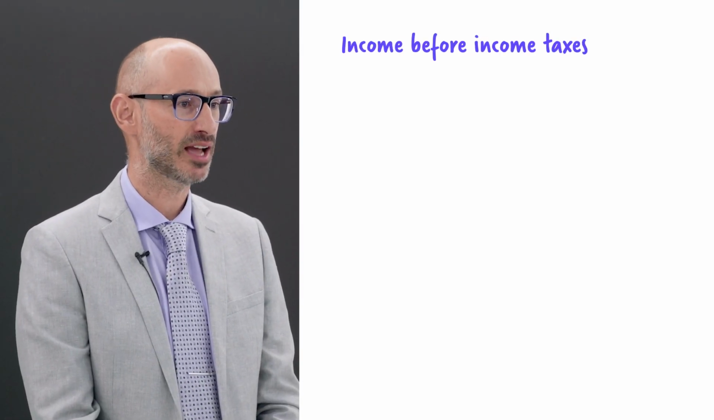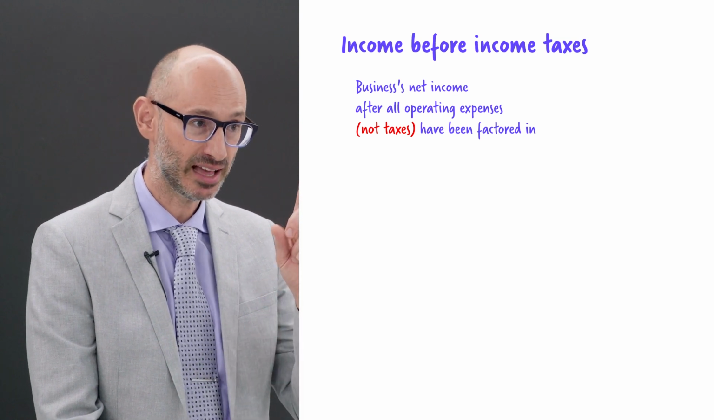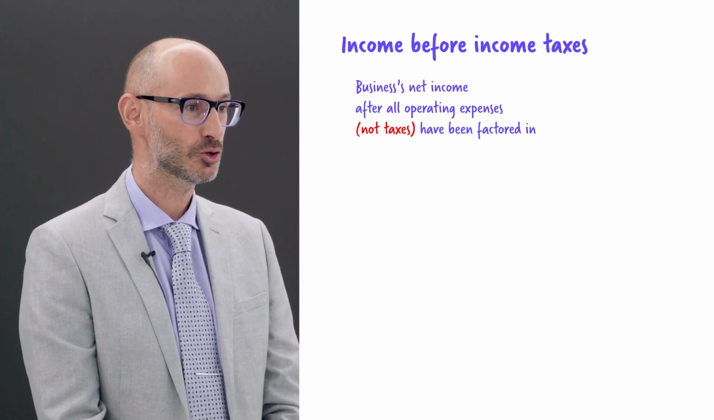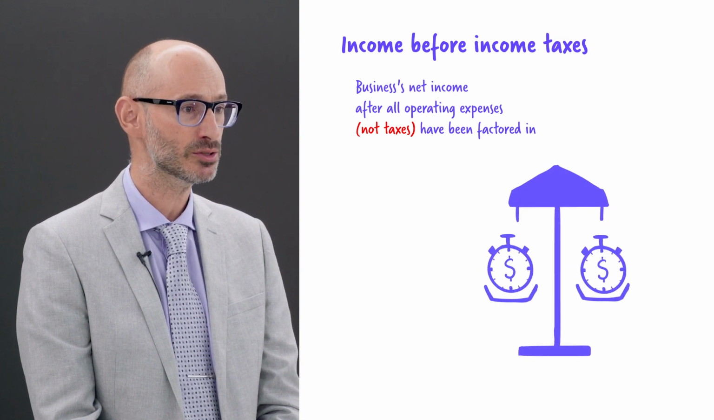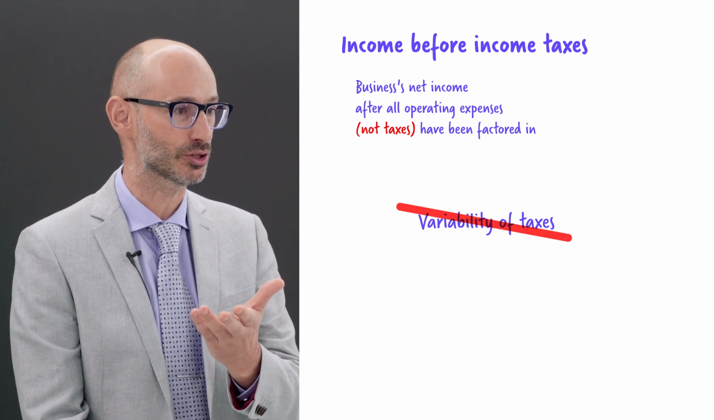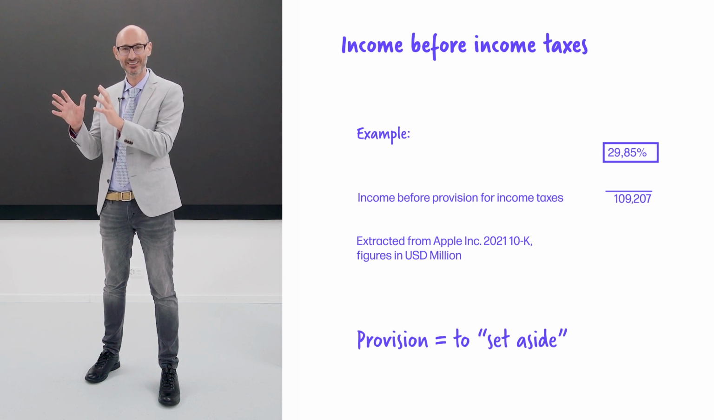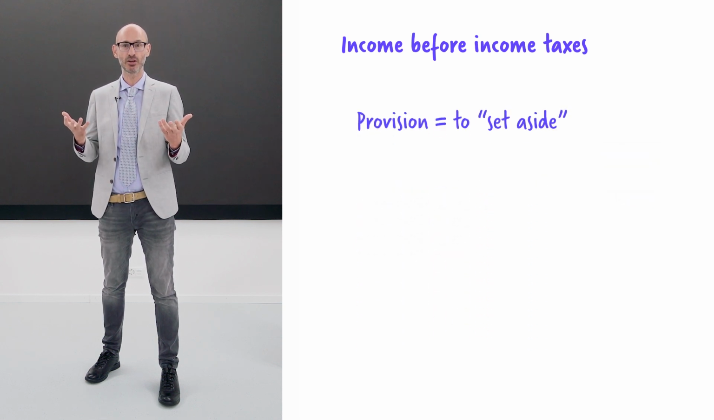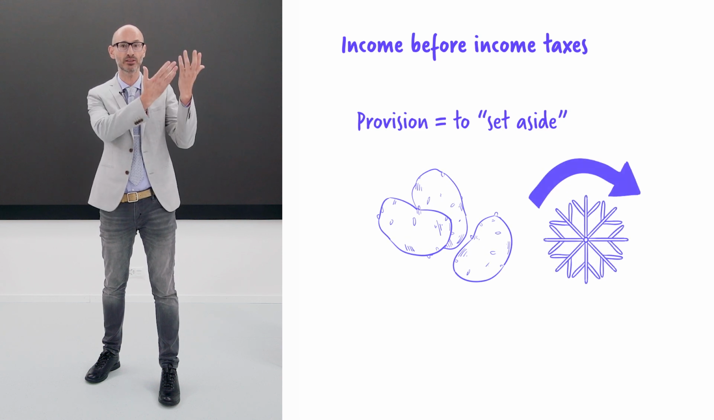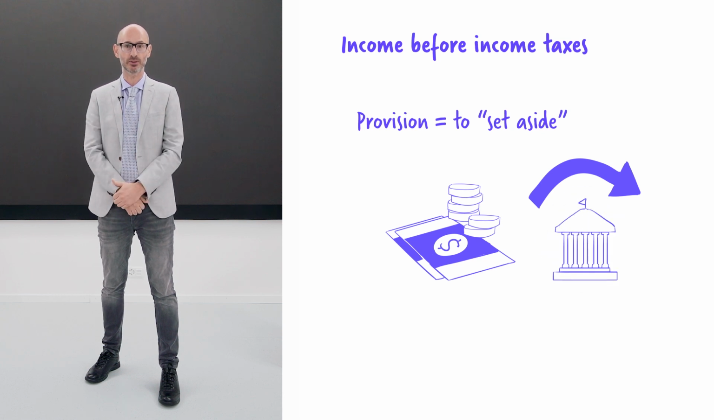Next is income before taxes, which is the business's net income after all operating expenses, but before taxes have been factored in. This is a useful metric for comparing business performance because it removes the variability of taxes, which change over time and across jurisdictions. As you see, Apple's income before the provision for taxes is $109 billion. If you were wondering what provision means, it means to set aside. Just like people a few thousand years ago kept potatoes as provisions for the upcoming winter, companies of today set aside a provision for what they will have to pay to the government.